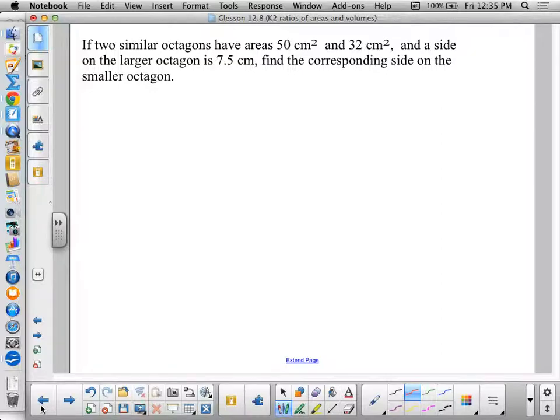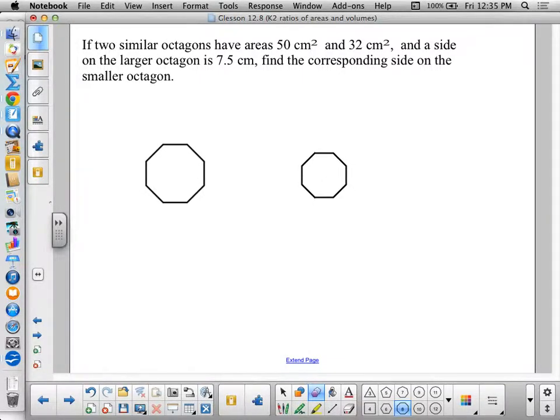I have two similar octagons that have areas of 50 centimeters and 32 centimeters squared. The side of one larger octagon is 7.5 centimeters. Find the corresponding side in the second. Now, a picture certainly may help. I do have the advantage of being able to draw octagons with the smartboard, but that's okay.